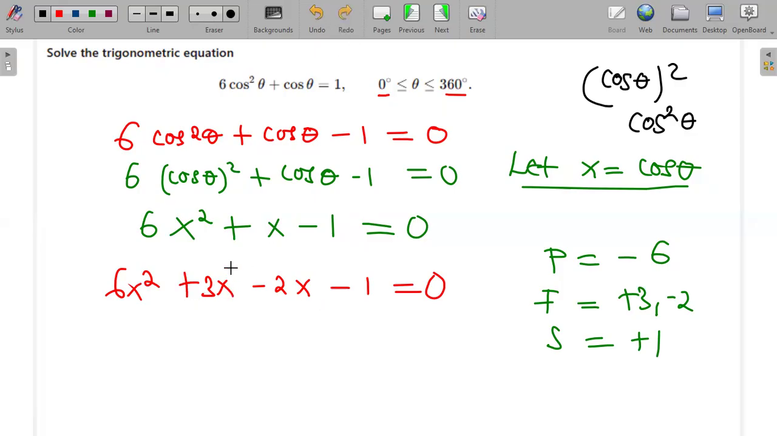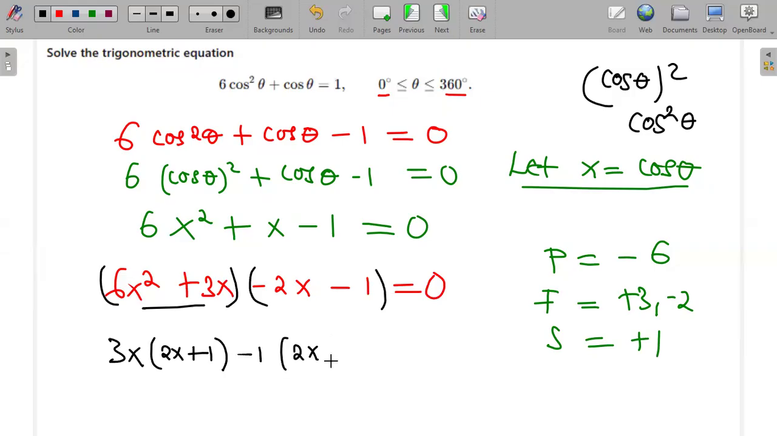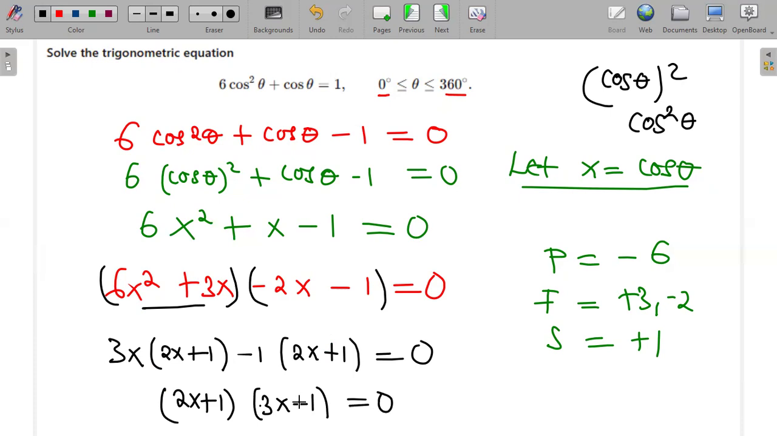Okay, so now I'm going to group. This will go with that, then that will go with that. What is common in the first bracket is 3x. So if I factorize 3x from here, I get 2x plus 1. Here I'll factorize a minus 1, so minus 1 is common, and I remain with 2x plus 1 is equal to 0. So here it will be 2x plus 1 and then 3x minus 1, and this is equal to 0. I can equate each of these to 0 to get the value of x, right?